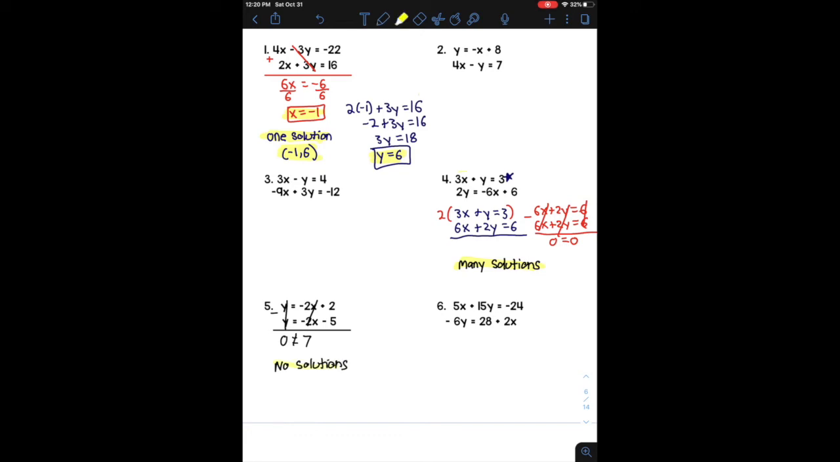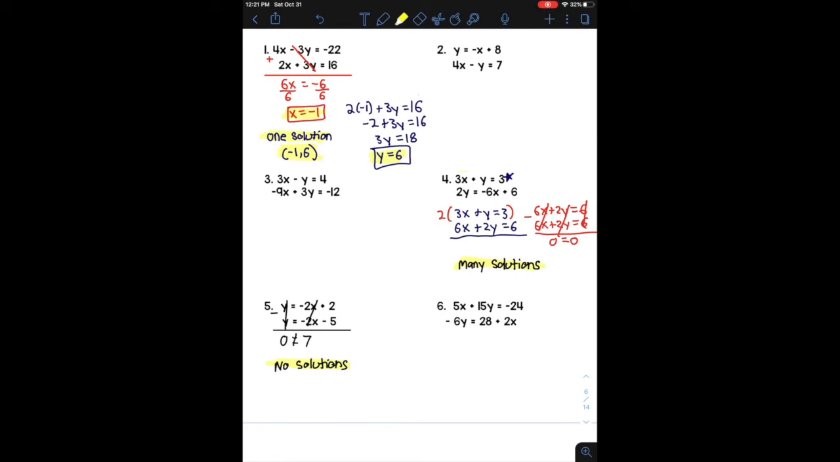If we were to graph those equations on our coordinate plane, we know they would be parallel since they also have the same slope. Those are in slope-intercept form, so we know the slope for both of them is negative 2. They have no ordered pairs in common, representing no solutions.